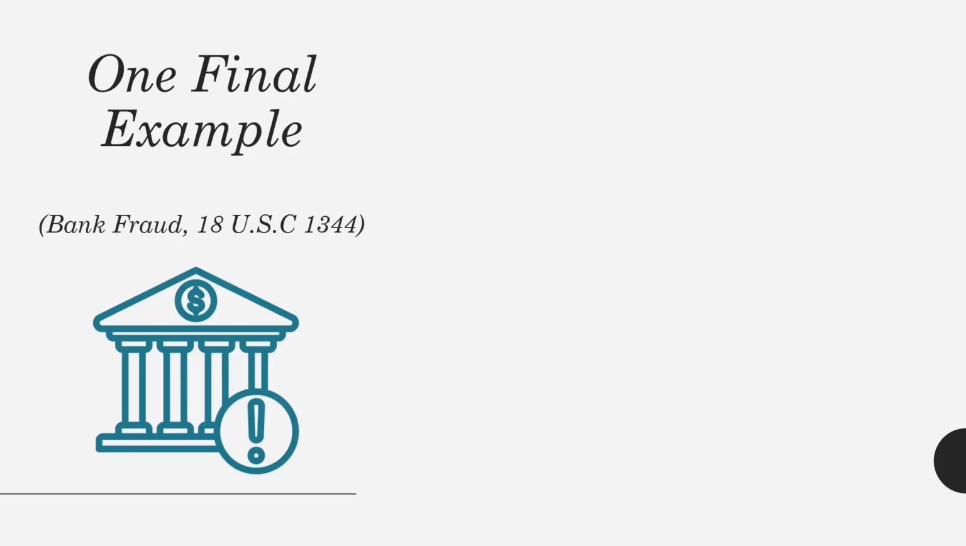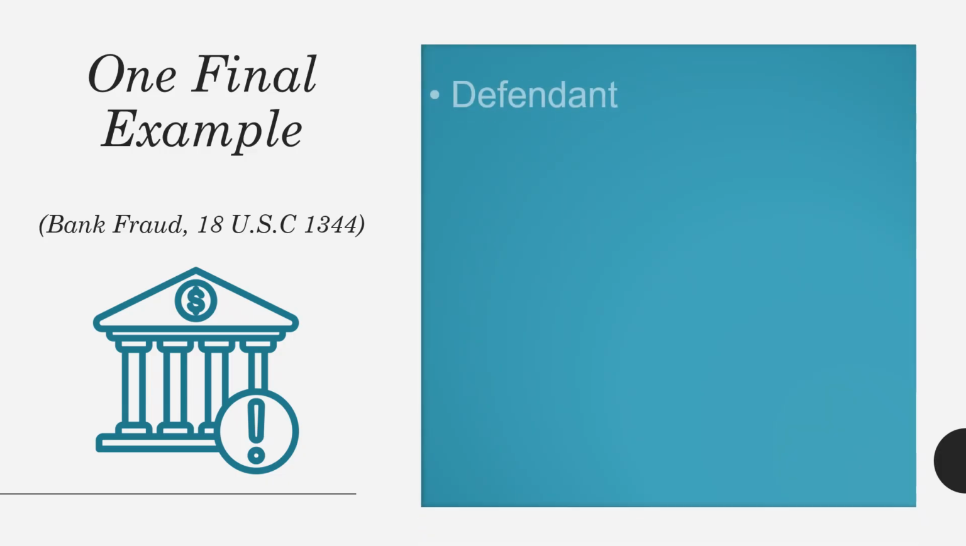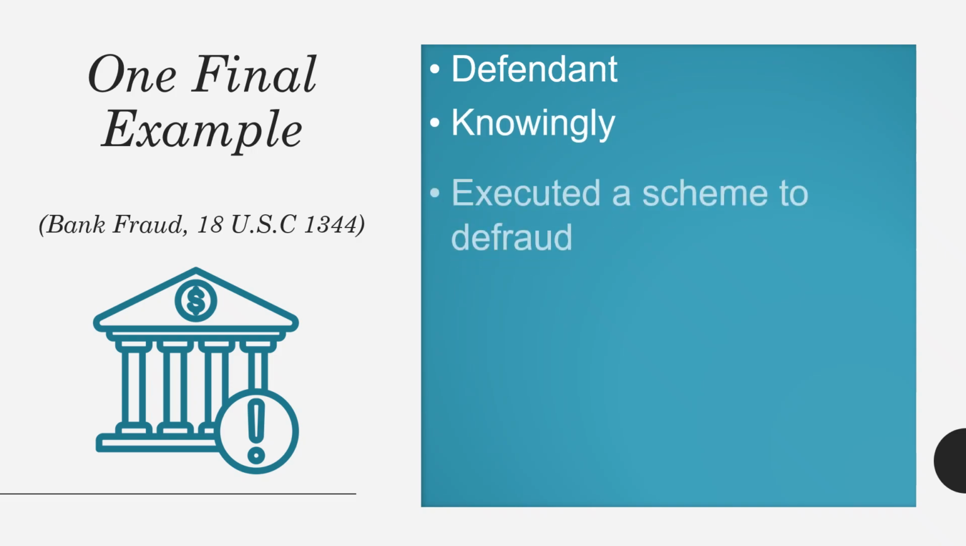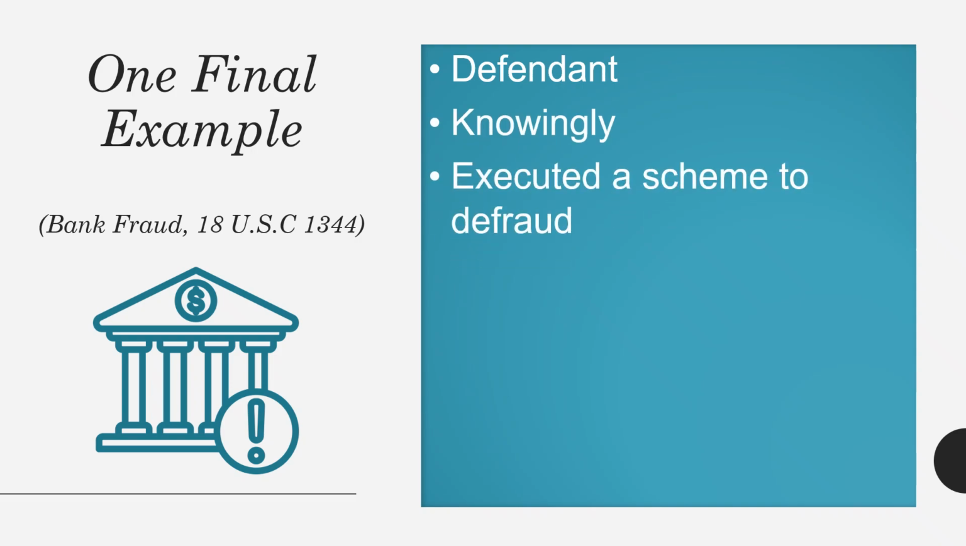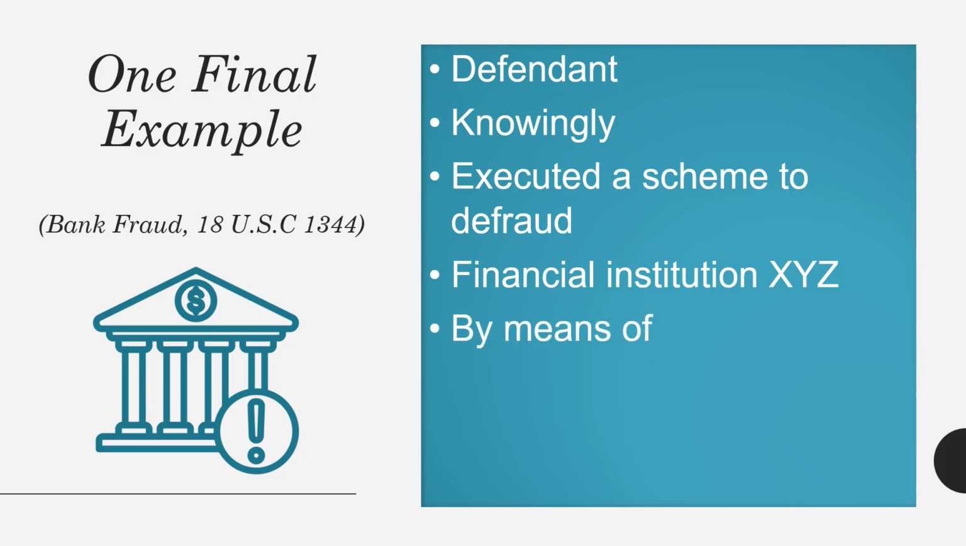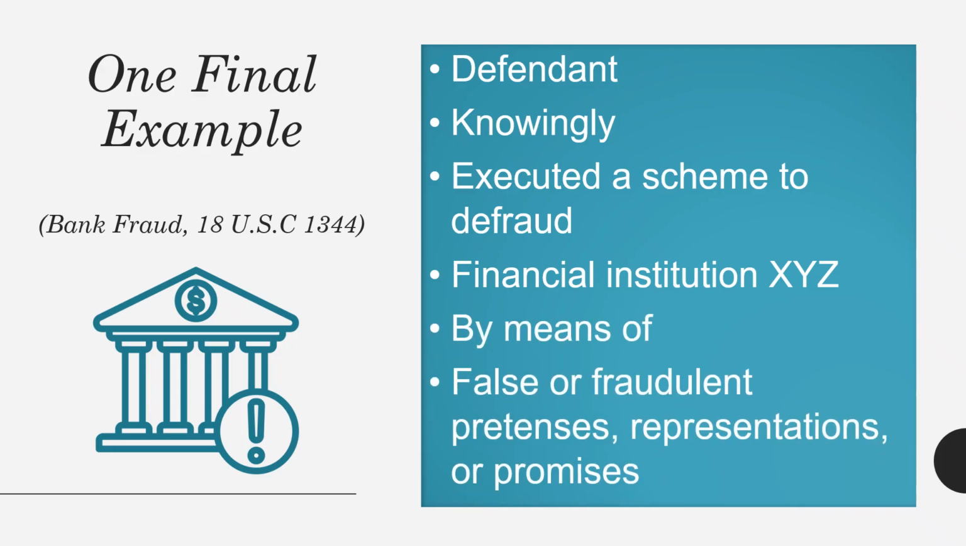So we'll do one final example. This is bank fraud. So bank fraud is the defendant knowingly executed a scheme to defraud a named financial institution by means of a false or fraudulent pretense, representation, or promise.